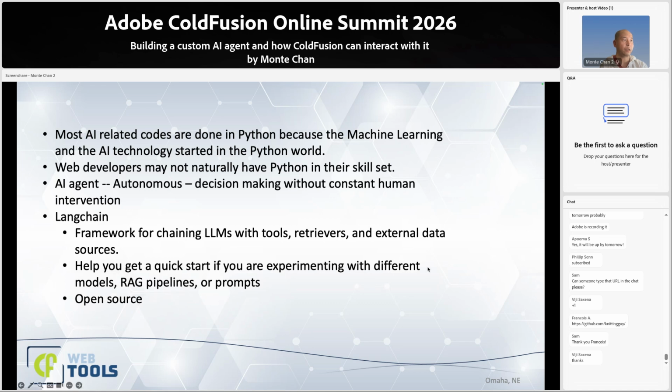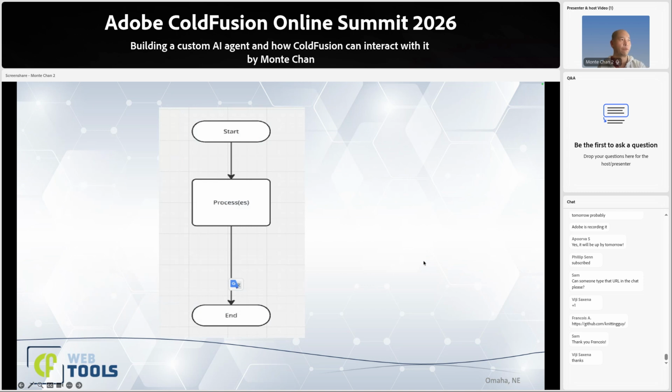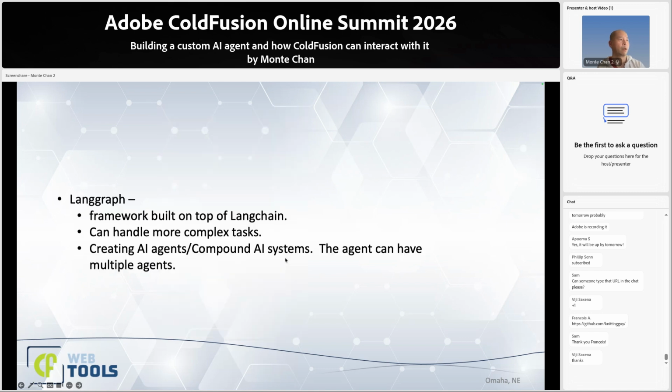LangChain is an open source technology. Basically, you have a start node, and then you go to a process, doing some kind of tools or some kind of processes, whatever you choose to do in your AI application or AI agent. And then after that, that will come to an end node. Later on, they created this thing called LangGraph, which is another framework built on top of LangChain.